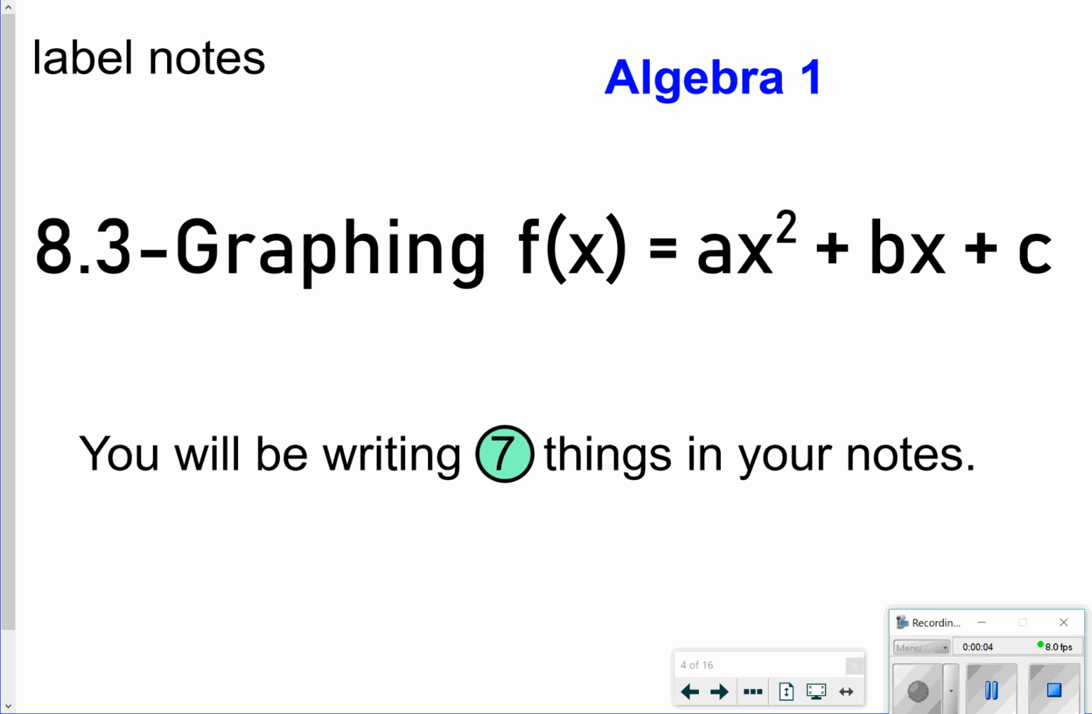Today we're going to be looking at lesson 8.3, which is graphing in standard form, or ax squared plus bx plus c. We're going to be talking about a few different things, so make sure you have 7 things written in your notes today once you're done, and let's go ahead and get started.